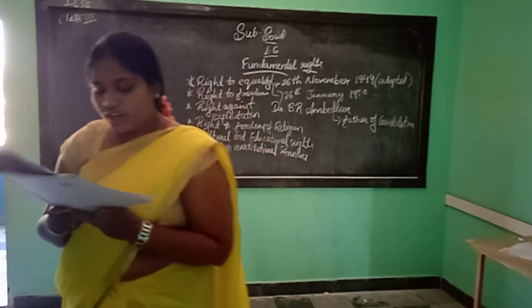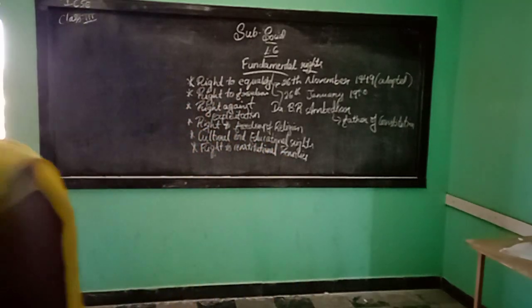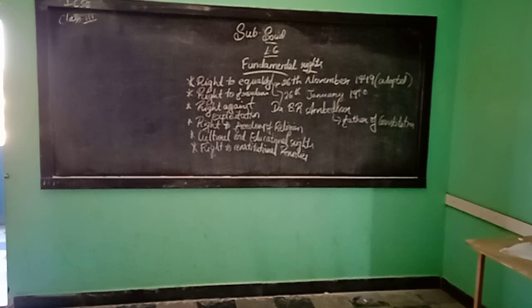Right against exploitation. Right against exploitation talks about the banning of forced labor and prohibition of employment of children in hazardous jobs.